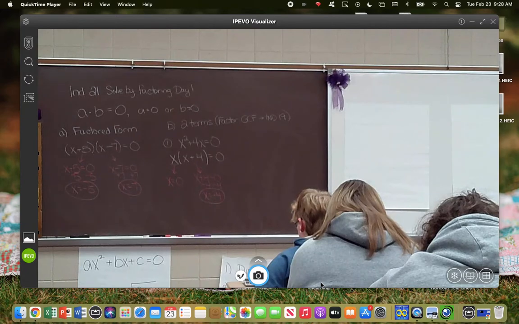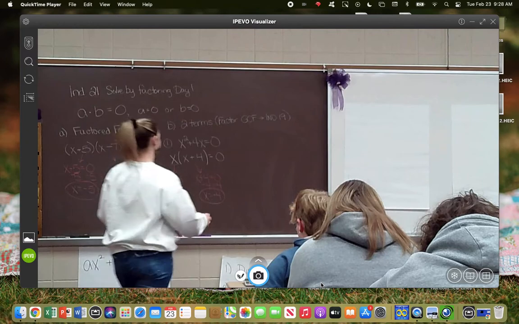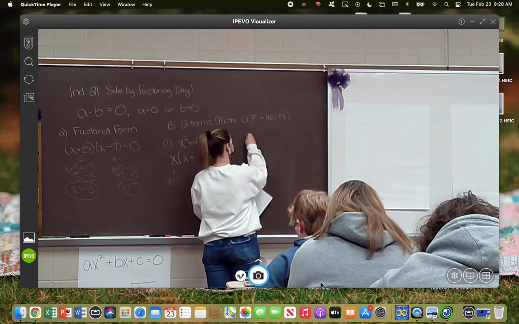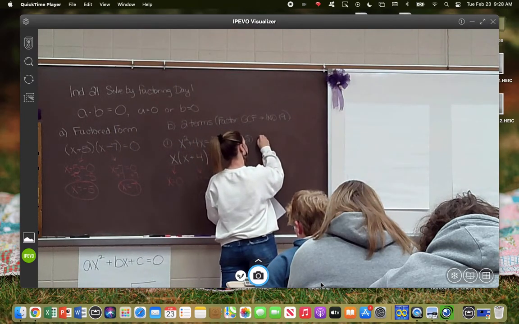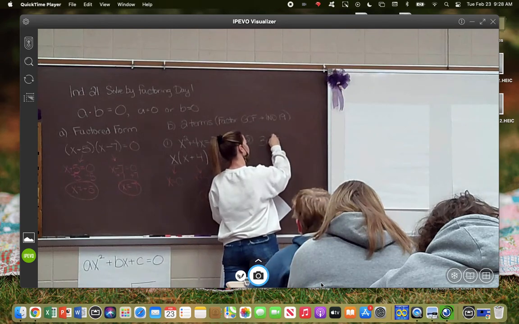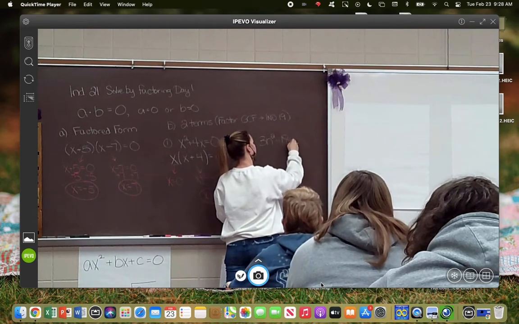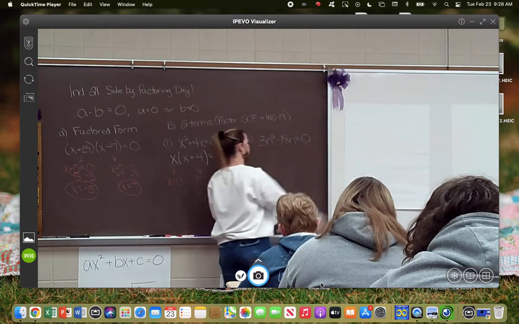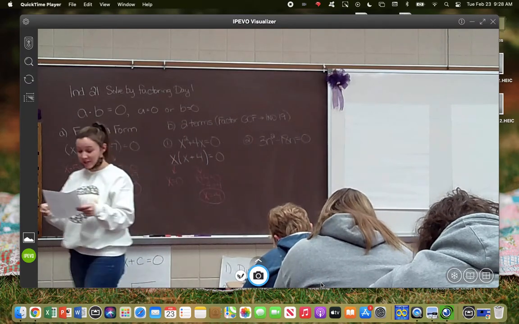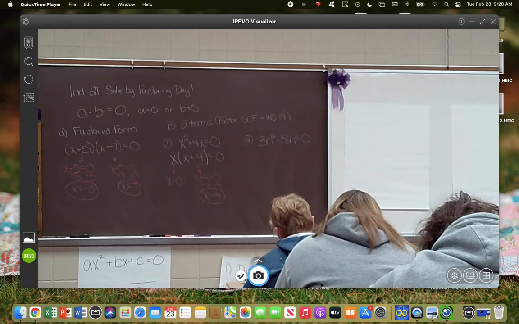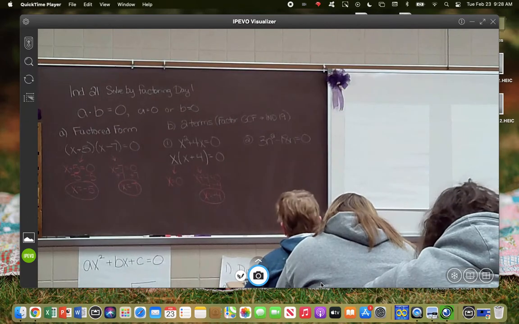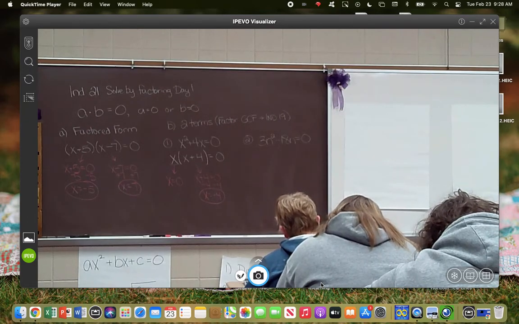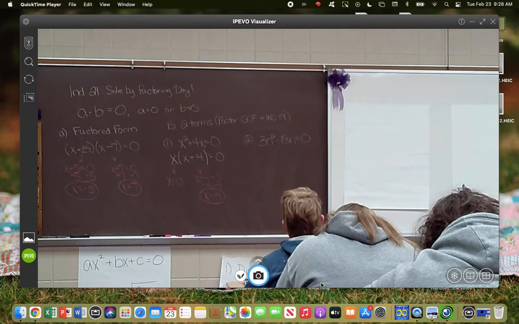And then we will move on to the ones where we have to do a little bit more factoring, like indicator 20. All right, so we have 3n squared minus 18n equals 0. So this one, again, we have two terms.